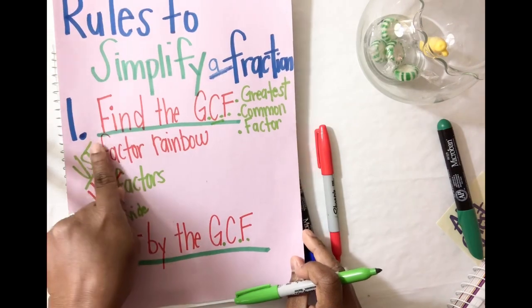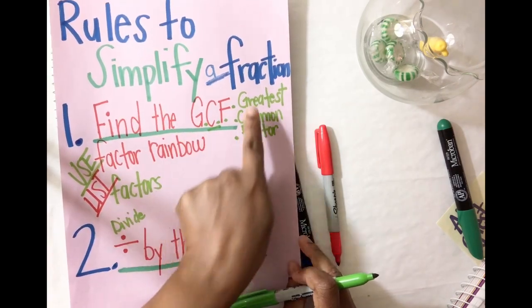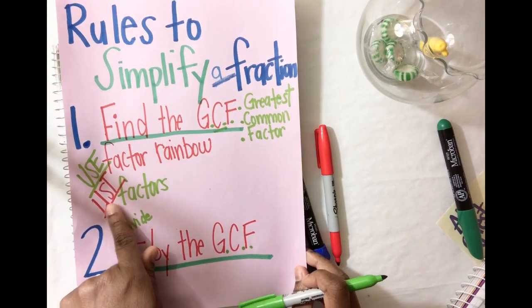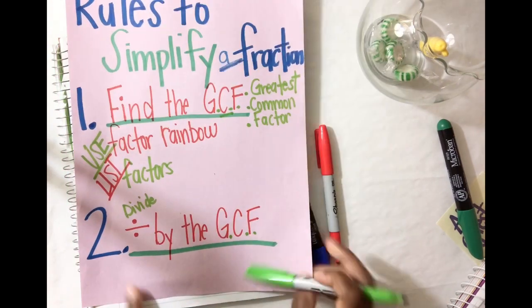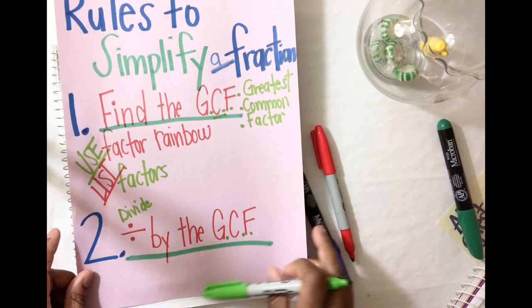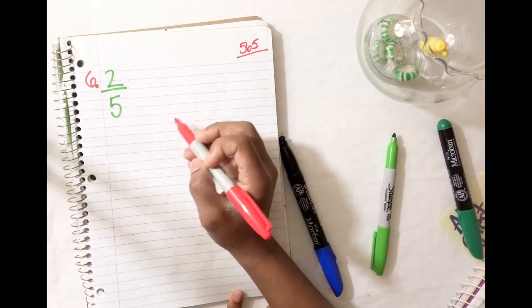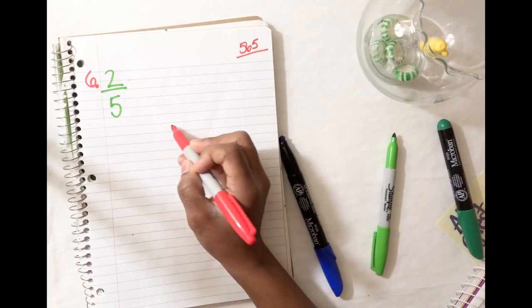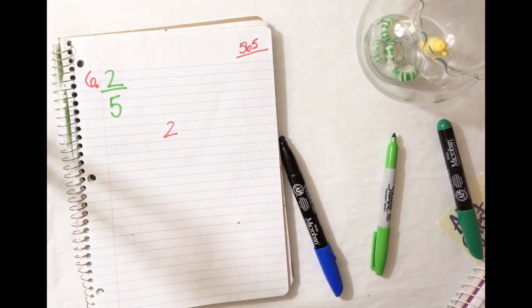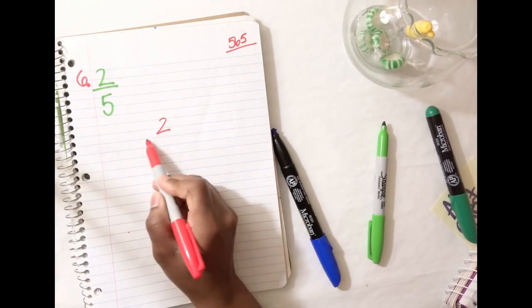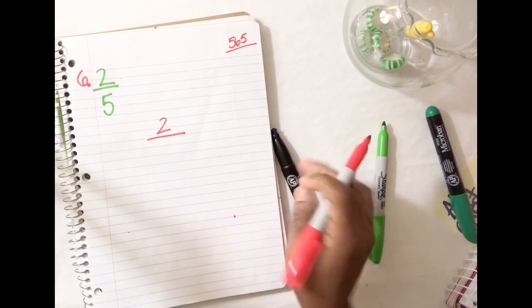There are 2 rules to simplify a fraction. The first rule is to find the GCF, or the greatest common factor, by using a factor rainbow, which lists the factors. And the second rule is to divide by the GCF. Let's go ahead and apply that rule. So let's find the factors for the number 2. All right, how are we going to do that? We find our factors for the number 2 by using a factor rainbow.